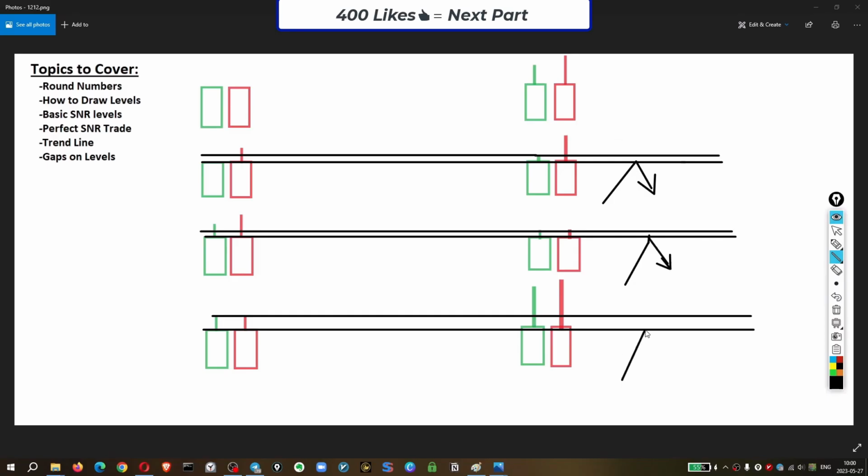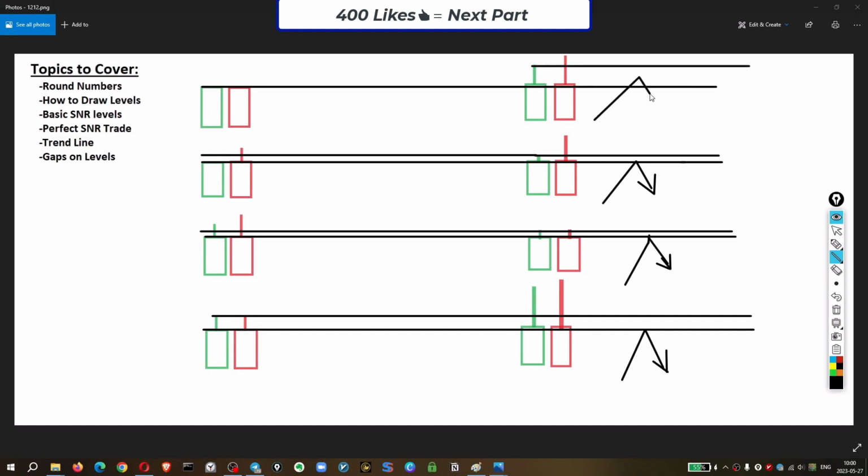And I will tell you how to take perfect trades with these SNR lines. Let me just draw this as well. So you might need to take a screenshot. Okay, you can take a screenshot.